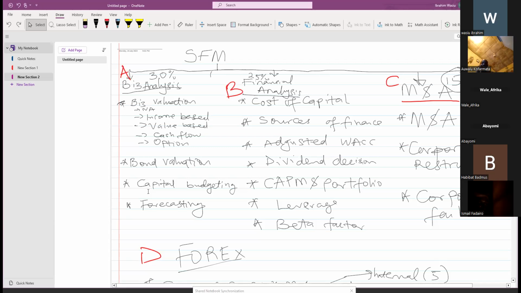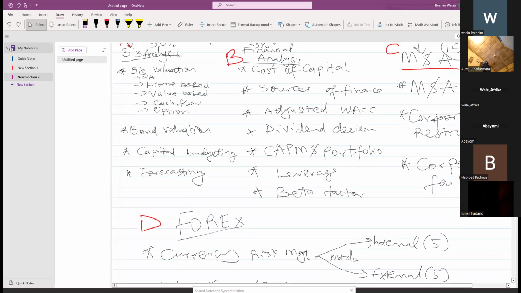Capital budgeting, this one you are used to. Apart from APV, I think that's the new thing here. You have NPV, you have IRR, you have the modified internal rate of return, which is the MIRR. Then you have your capital rationing, all those stuff we take care of.